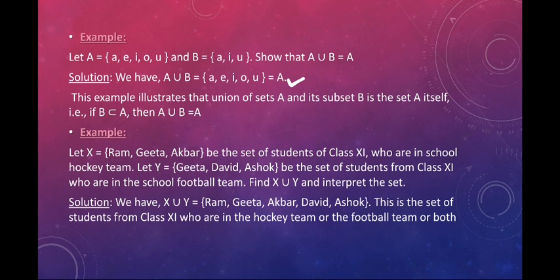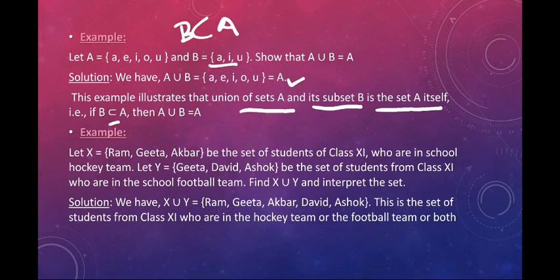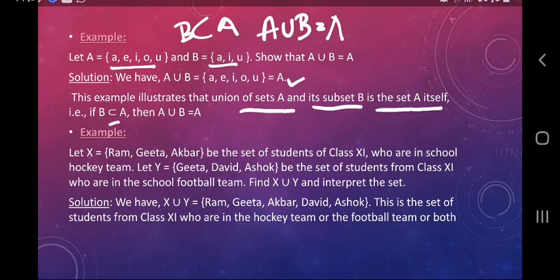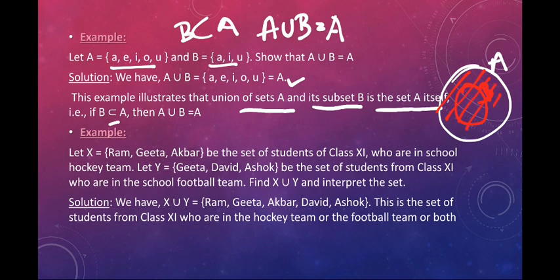This example states that the union of set A and its subset B is the set A itself. Here B is a subset of A because all the elements from here belong to here. And if you do A union B, it will be equal to the bigger set. That means suppose this one is the A set and this one is the B set. B is a subset of A. The union of A and B will be the whole A set.